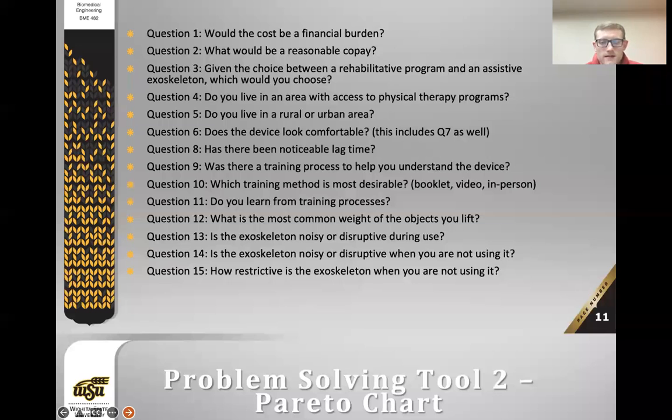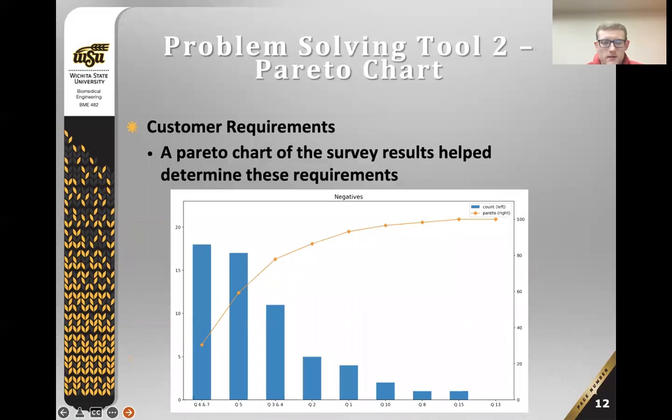The areas for device improvement are seen here in the Pareto chart that was created from the negative survey results. The most pressing of the negative qualities found in current iterations include the comfort, cost, and the lag time that is experienced between user input and movement of the device. Comfort in the shoulder and elbow is especially important as it accounts for nearly 85% of comfort issues, and comfort issues clearly dominate every other issue.